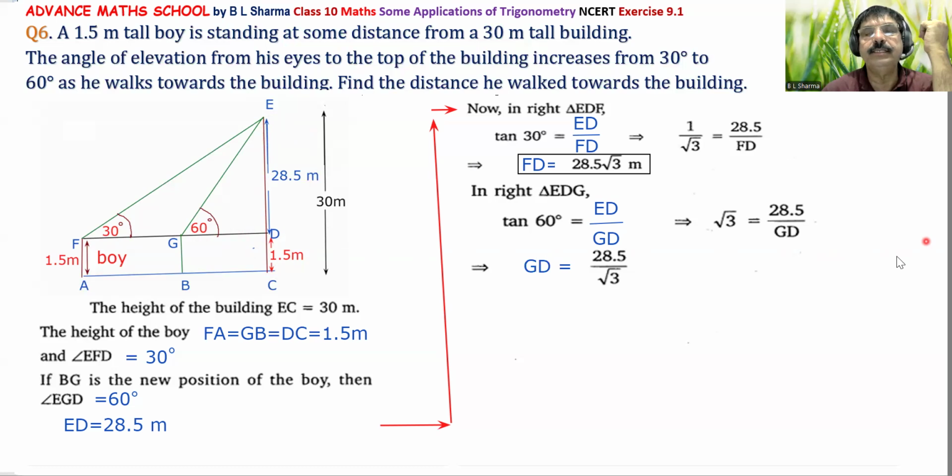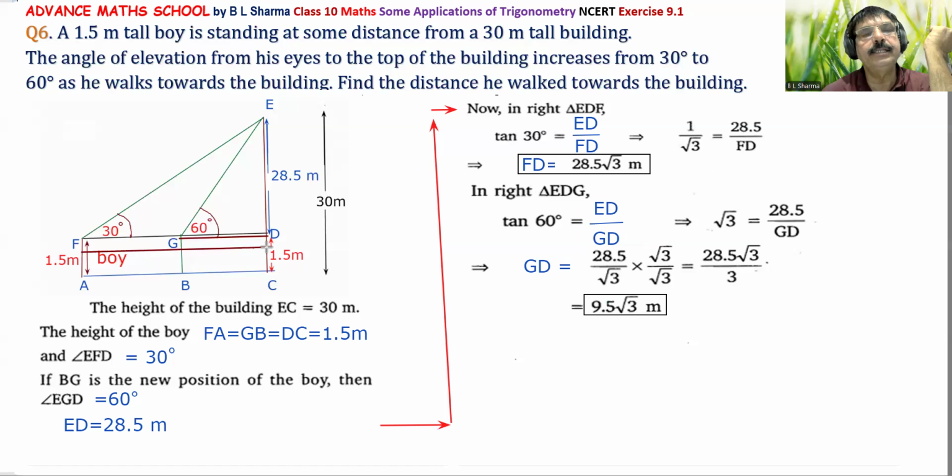Rationalize करें. On rationalizing means multiply and divide by root 3. So it is 28.5 root 3 upon 3. On further calculation, you can say it is 9.5 root 3 meter. So here you will see that distance GD means here this distance is 9.5 root 3. And this distance FD is 28.5 root 3.